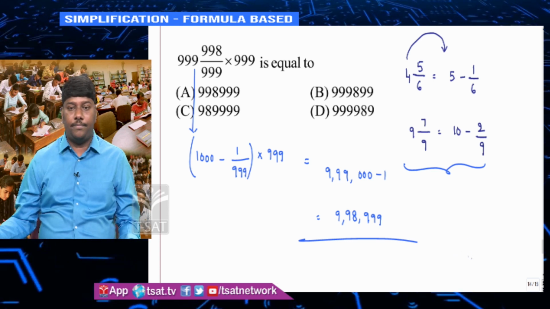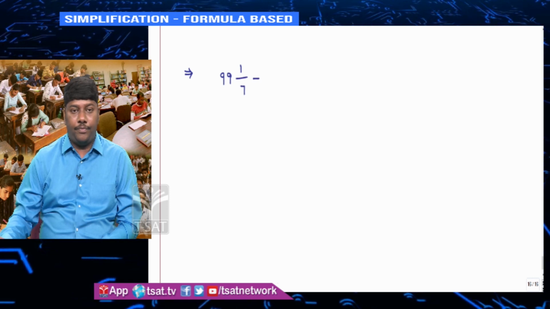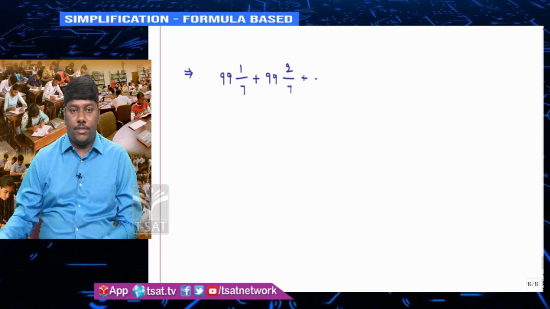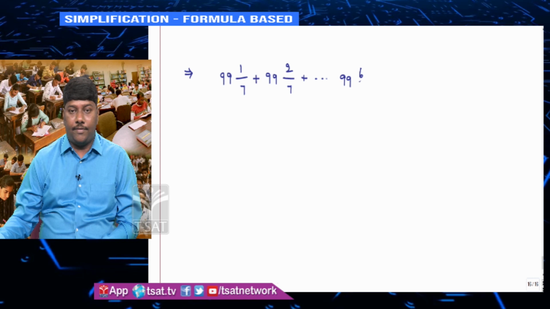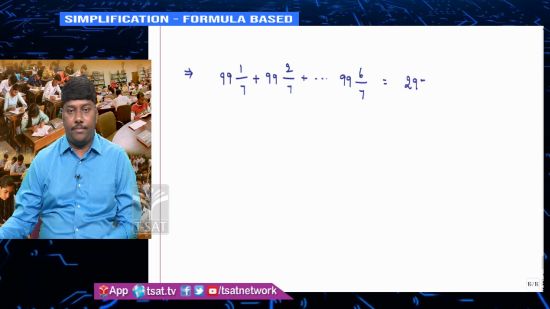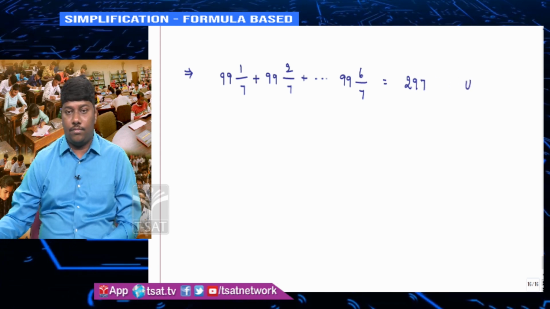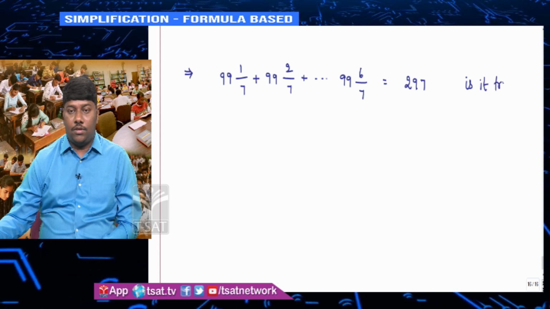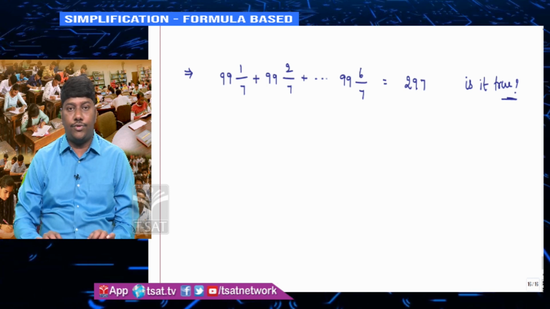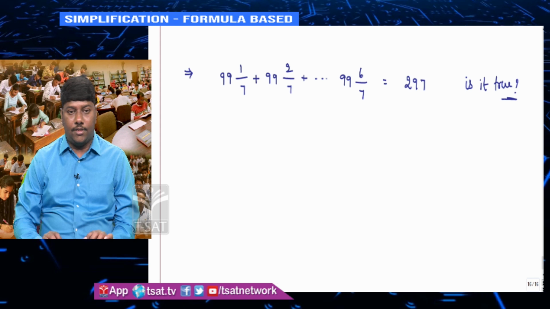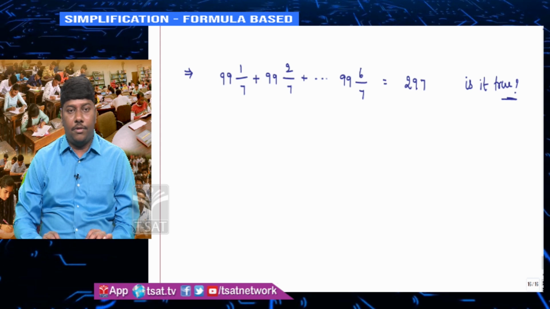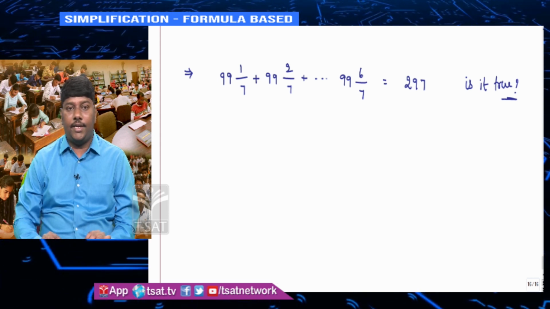Sometimes they can also ask you 99 1 by 7 plus 99 2 by 7 plus so on 99 6 by 7. Let's say sometimes they will give you equals to 297. Is it true or false? Let me ask you which of the following options are true. Now we will actually try to find out the answer here. If you don't know how to actually write down these fractions, you may easily get confused.